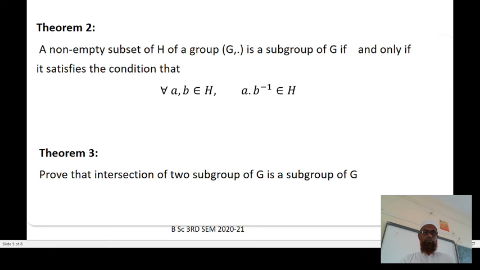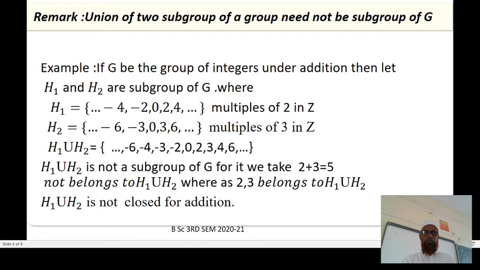So next, intersection. Theorem number 3: prove that the intersection of two subgroups of G is a subgroup. Remark: the union of two subgroups of a group need not be a subgroup of G. Only the intersection of two subgroups is a subgroup of G. So here is one example which proves our remark, that the union of two subgroups of a group need not be a subgroup of G.